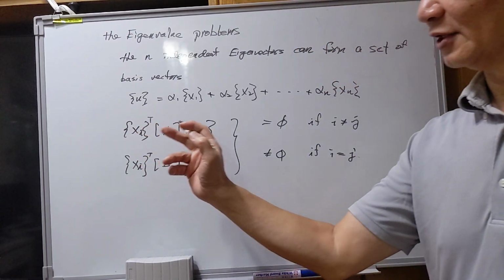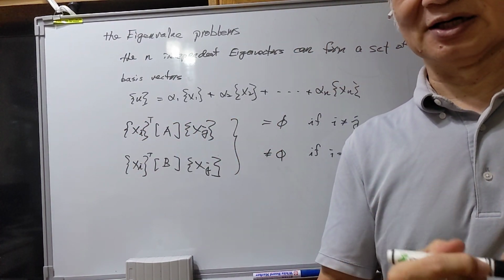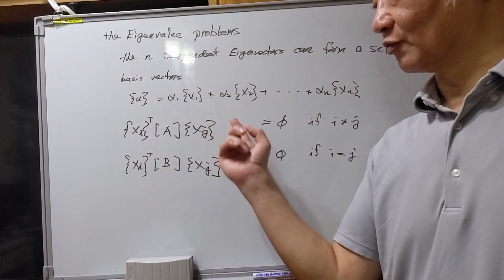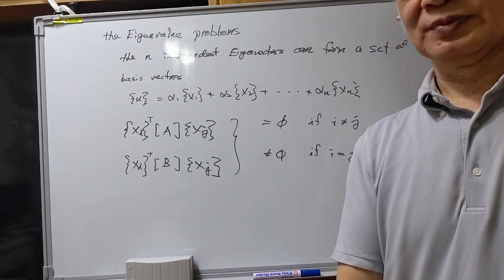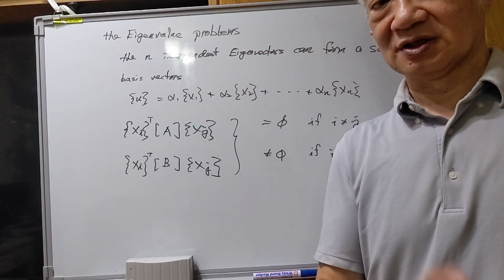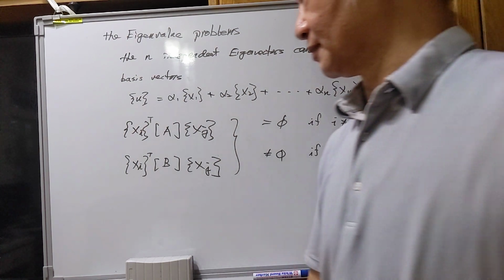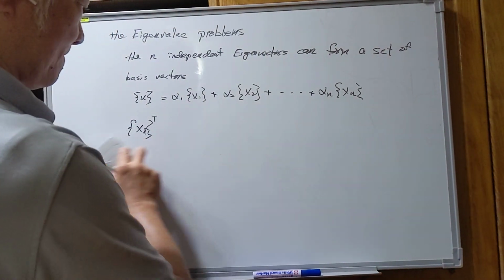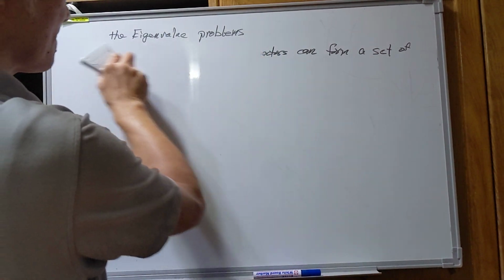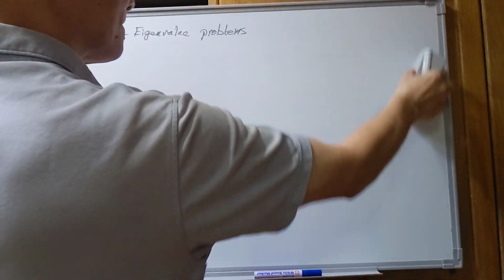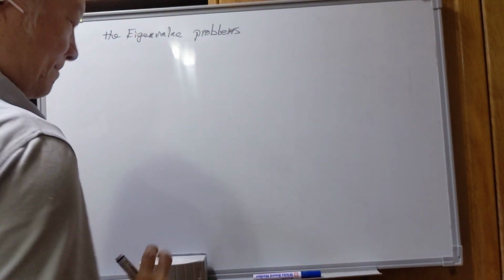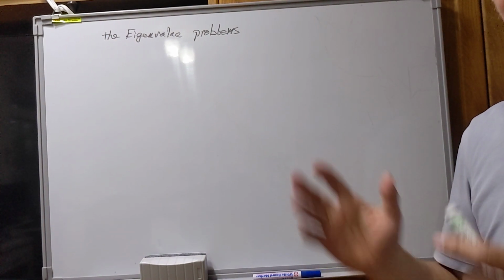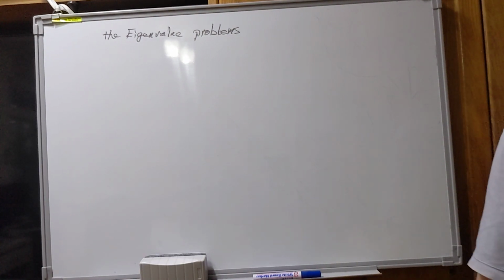But if xi and xj are the same eigenvector, then if we calculate xi transpose A xj, the value is not equal to 0. So that's the eigenvalue problems.